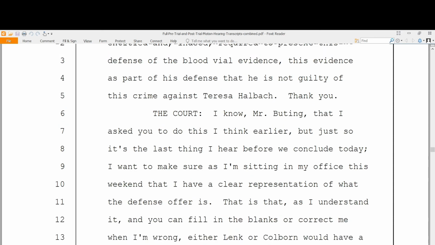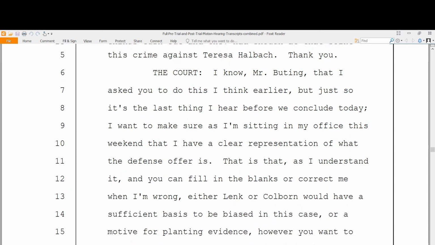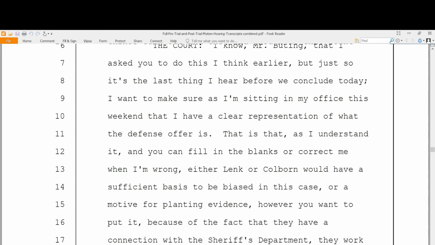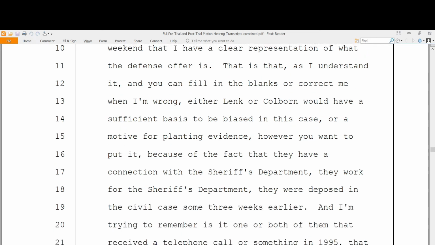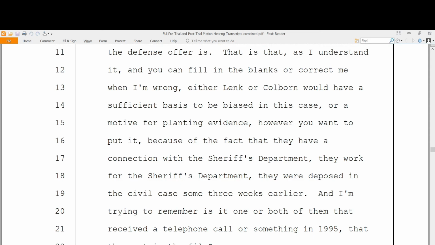This evidence is part of the defense that he is not guilty of this crime against Teresa Halbach. The court: Thank you. I know, Mr. Buting, that I asked you to do this earlier, but just so it's the last thing I hear before we conclude today, I want to make sure, as I'm sitting in my office this weekend, I have a clear representation of what the defense offer is. As I understand it, you can fill in the blanks and correct me when I'm wrong, either Lenk or Colborn would have a sufficient basis to be biased in this case, or a motive for planting evidence, however you want to put it, because they have a connection to the sheriff's department. They work for the sheriff's department.